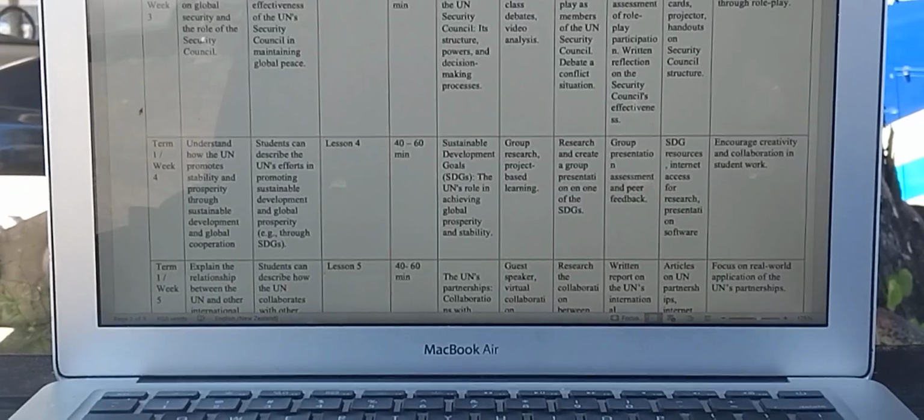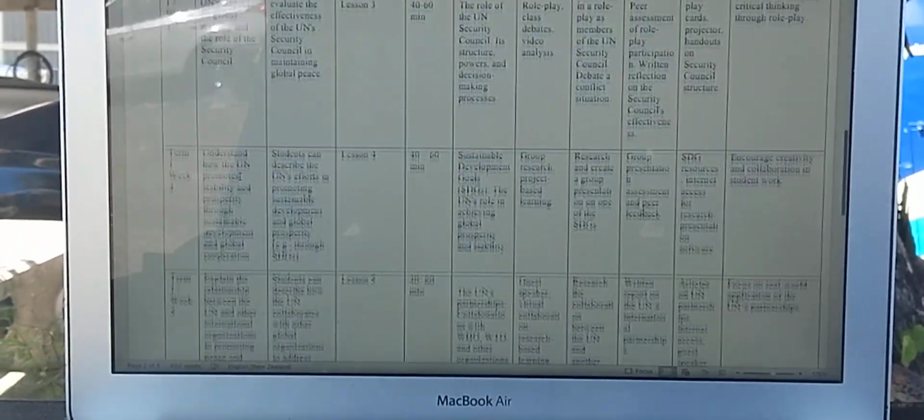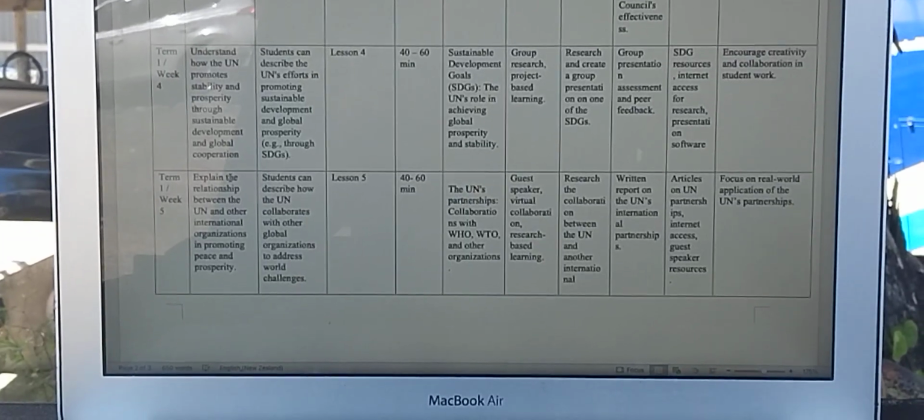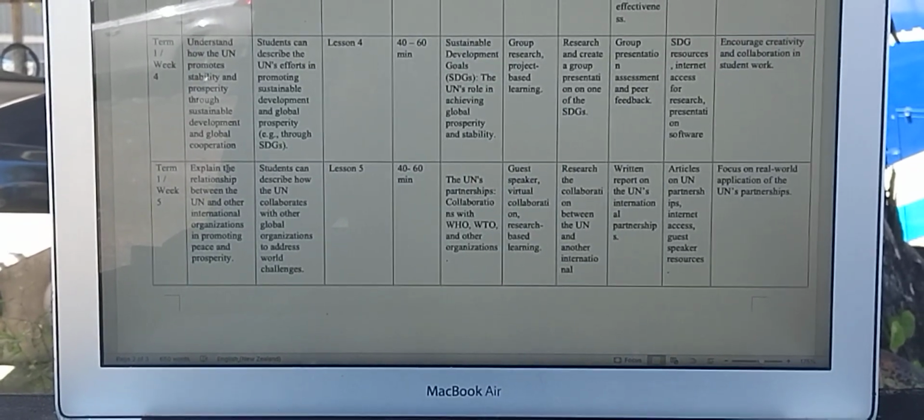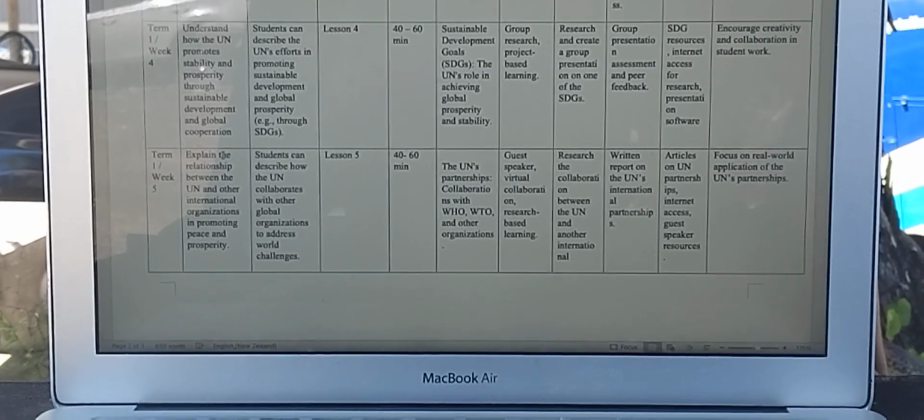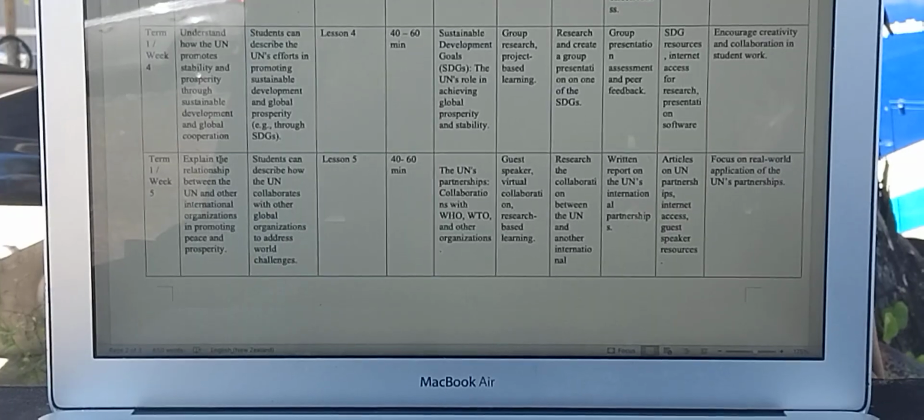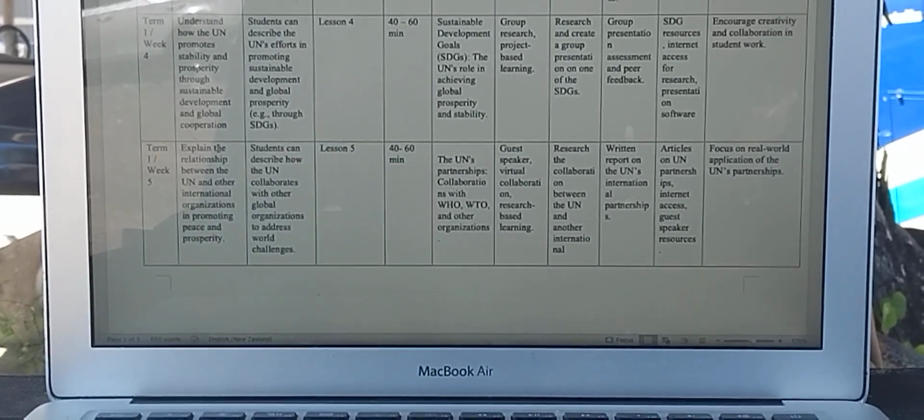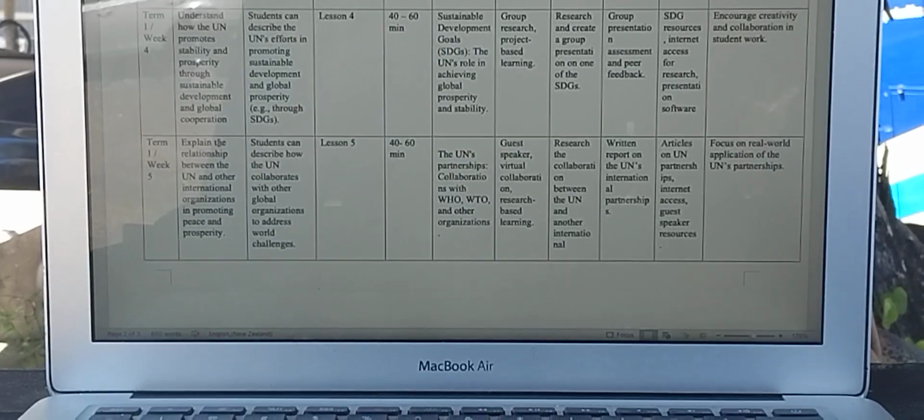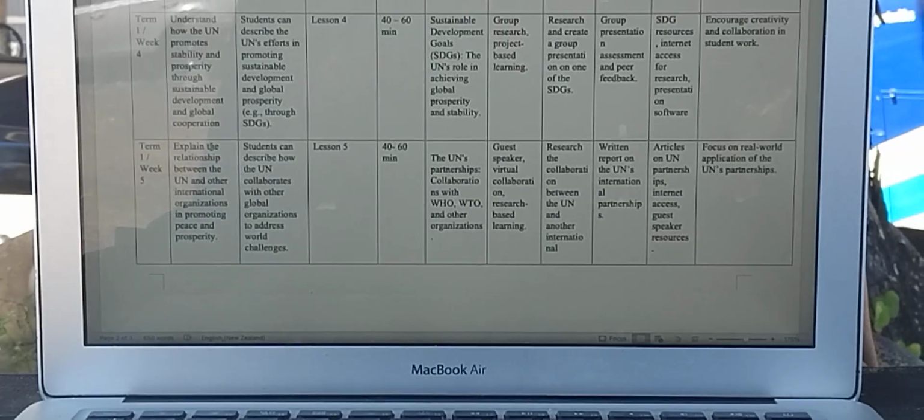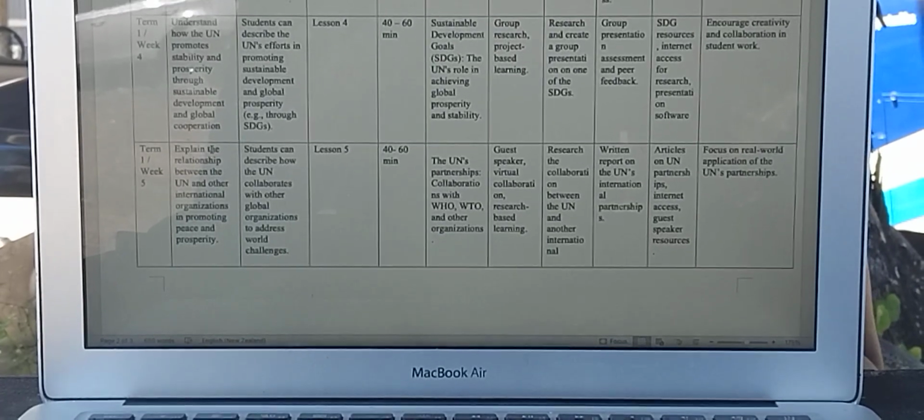Moving on to week 4. The CLO says to understand how the UN promotes stability and prosperity through sustainable development and global cooperation. And the learning outcome, the MLO, says the students can describe the UN's efforts in promoting sustainable development and global prosperity, for example through the SDGs.